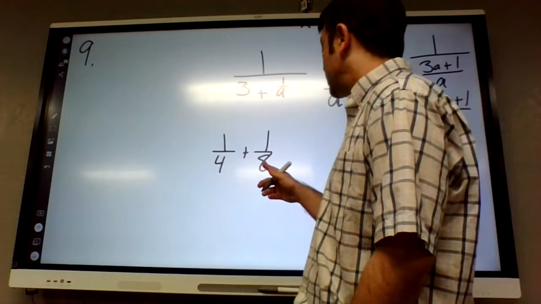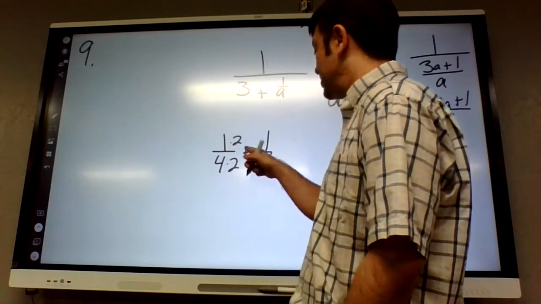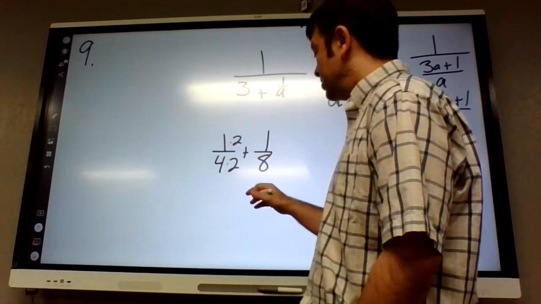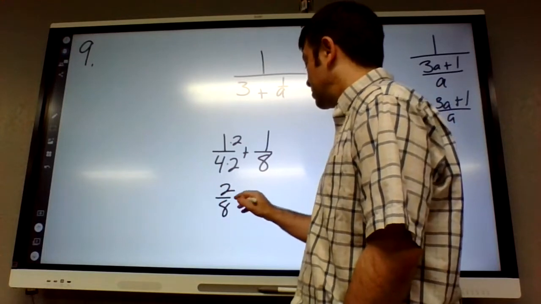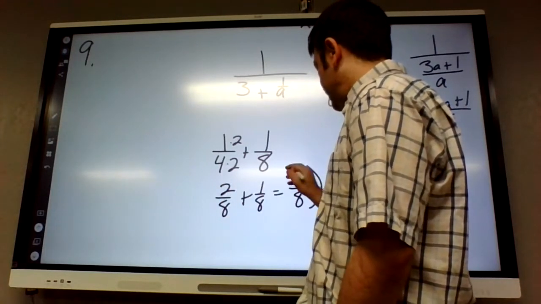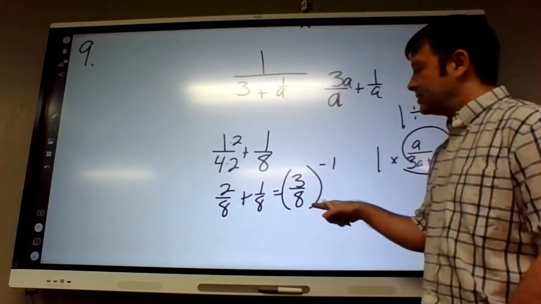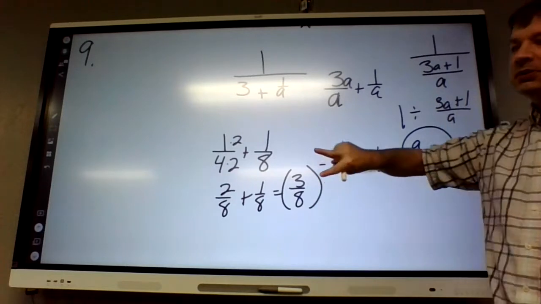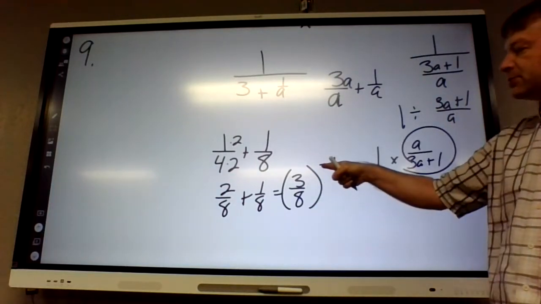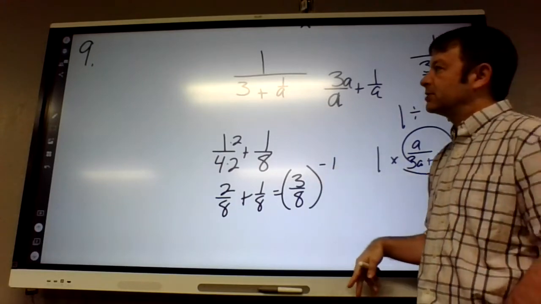Yeah. All right. So we need a common denominator. So 2/8 plus 1/8 is 3/8. And all of that was to the negative 1, wasn't it? Yeah. So what's 3/8 to the negative 1? The negative just does reciprocal. So it's just 8/3.